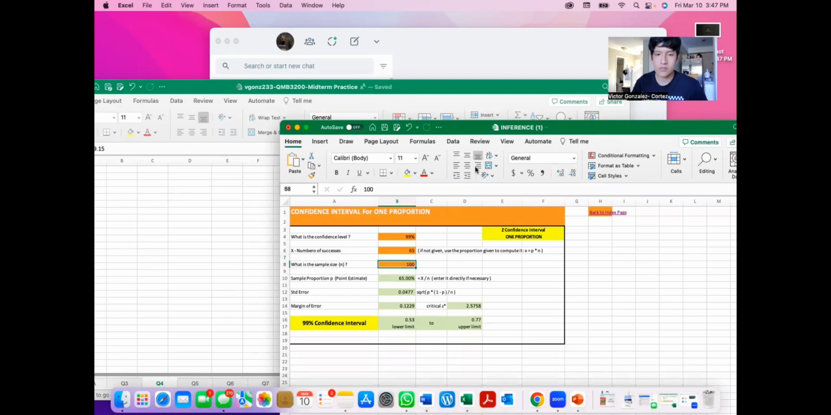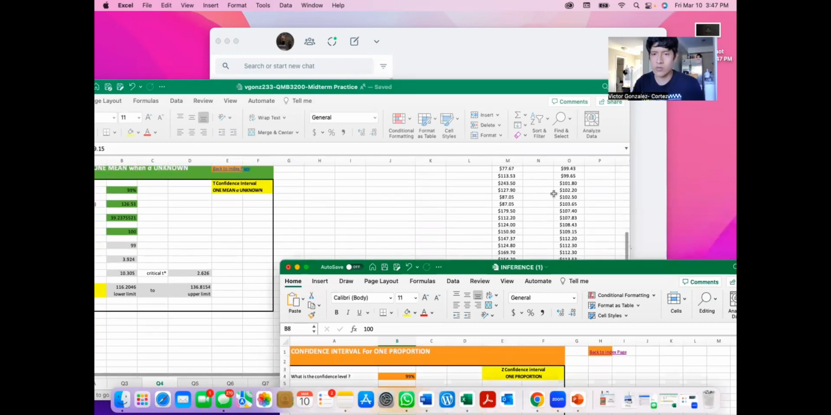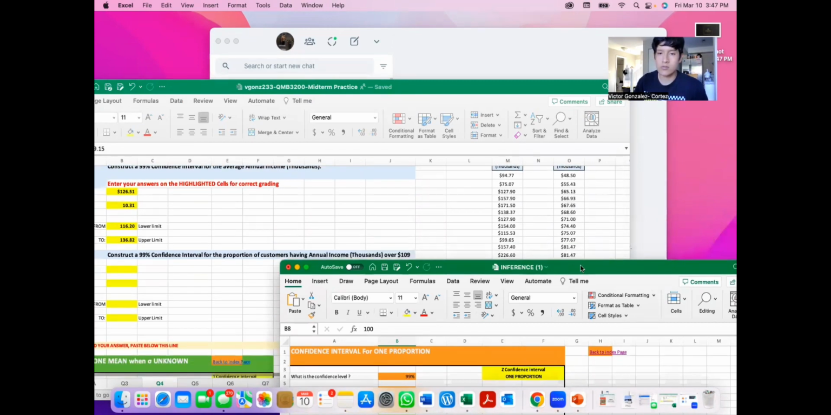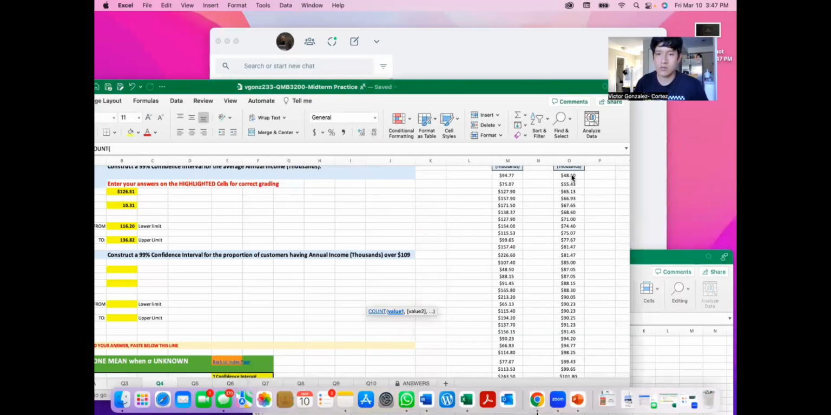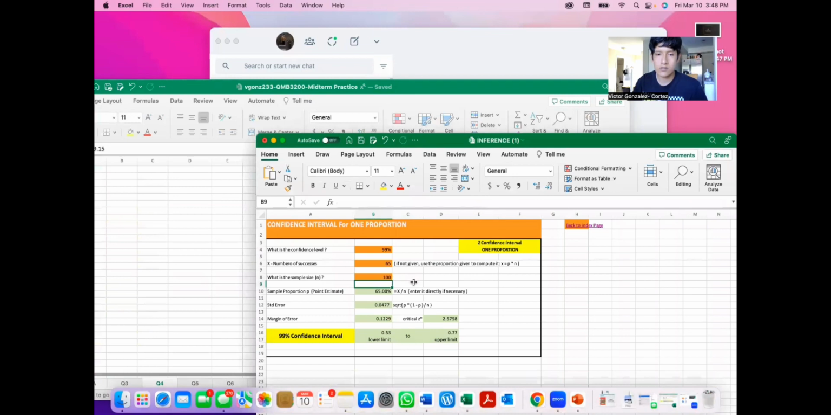And our sample size is the total number of annual incomes that we recorded. So we can do a count as well. The totals, or of all, I mean, it should be 100. So there we go.